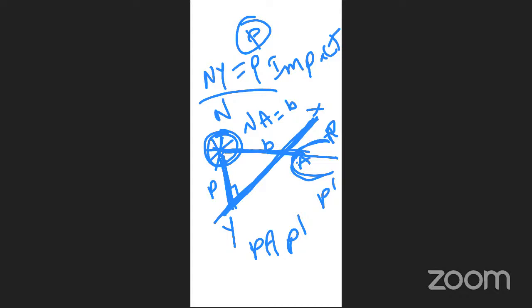This is called the closest distance of approach. N A is equal to b, this is the closest distance of approach.